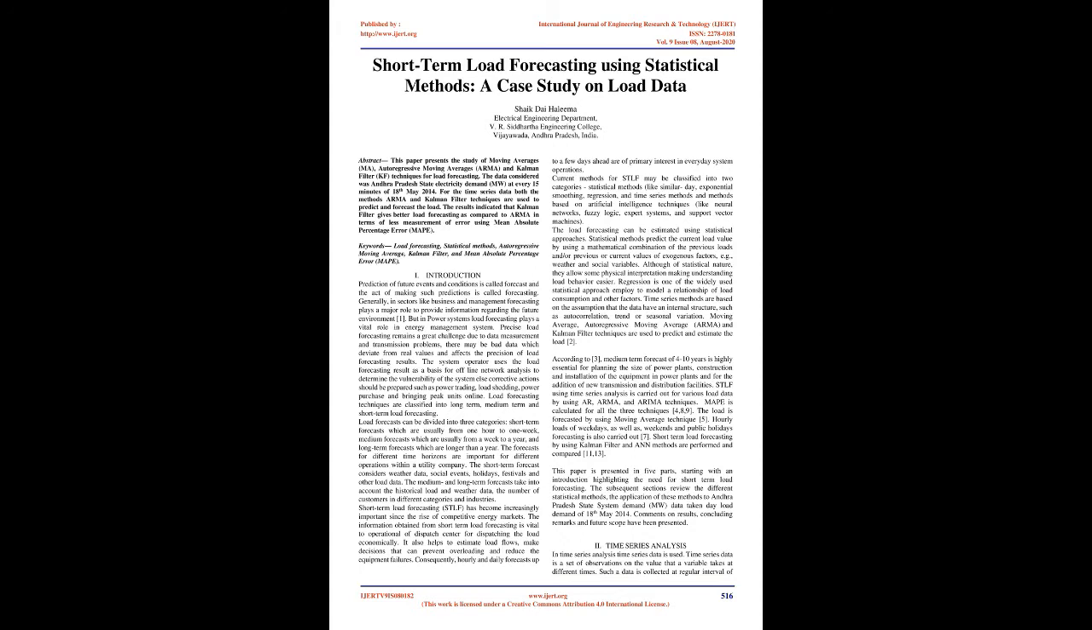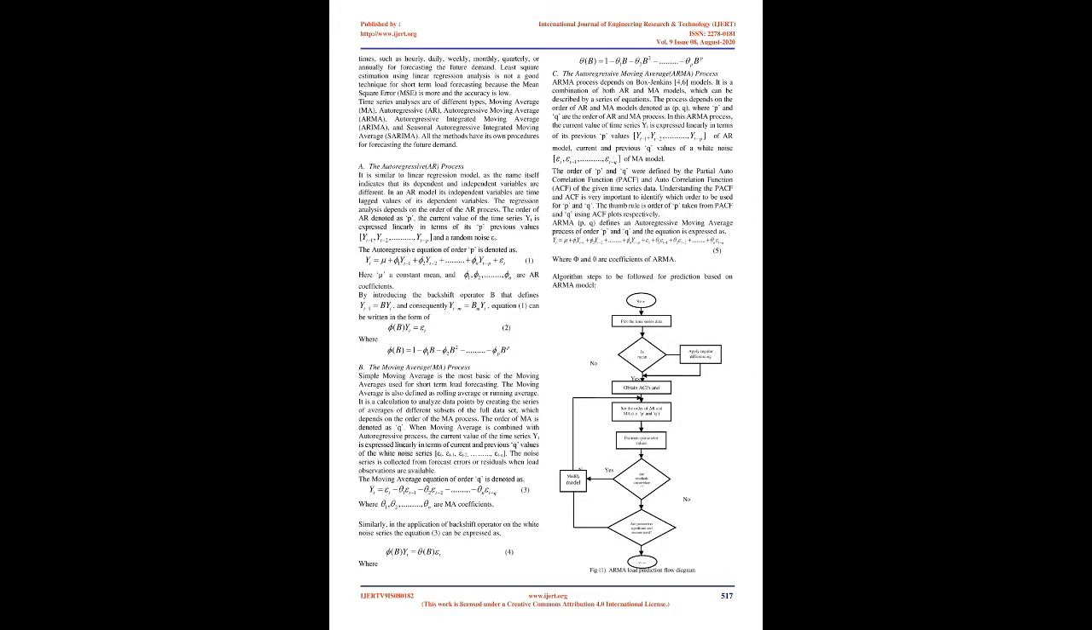The information obtained from short-term load forecasting is vital to operation of the dispatch center for dispatching the load economically. It also helps to estimate load flows, make decisions that can prevent overloading and reduce the equipment failures. Consequently, hourly and daily forecasts up to a few days ahead are of primary interest in everyday system operations. Current methods for STLF may be classified into two categories: statistical methods, like similar day, exponential smoothing, regression, and time series methods, and methods based on artificial intelligence techniques, like neural networks, fuzzy logic, expert systems, and support vector machines.